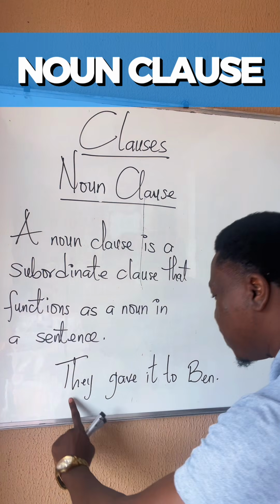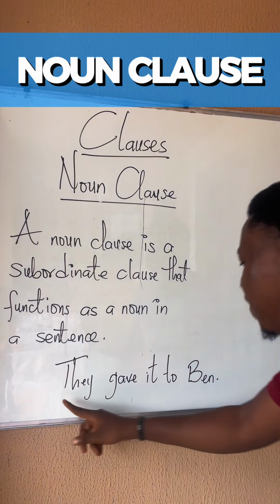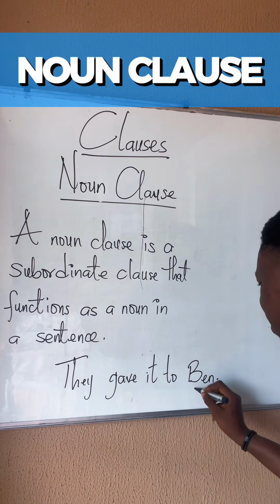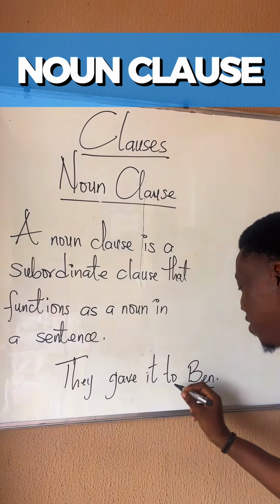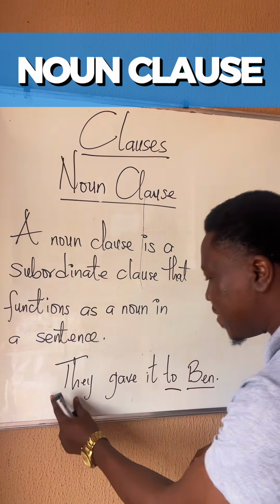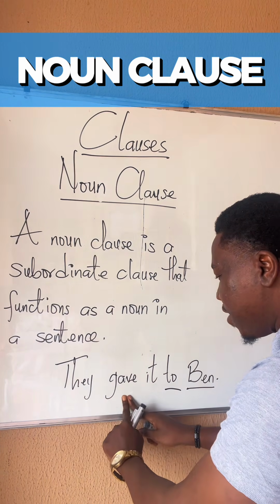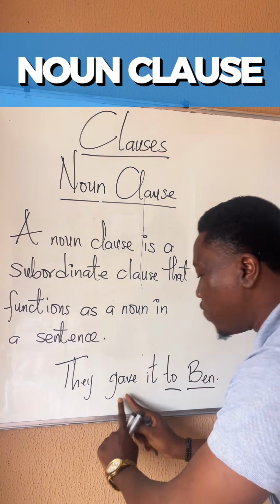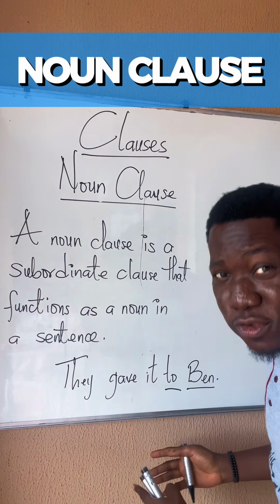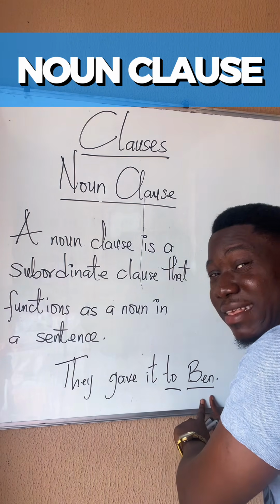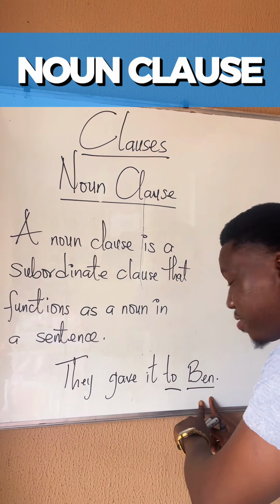And this also, they gave it to Ben. We have a noun here, Ben. And Ben is functioning as the object of this preposition to. They, subject, gave the verb, it, the direct object of the verb gave. And then we have a preposition to, and prepositions take objects. Now we have this noun, Ben, acting as the object of the preposition.